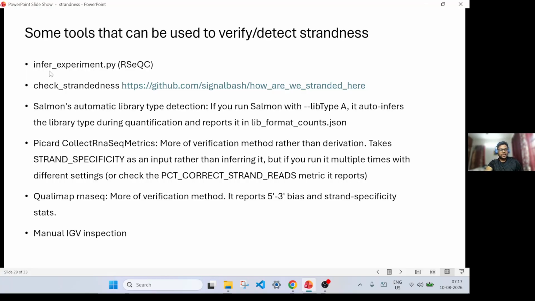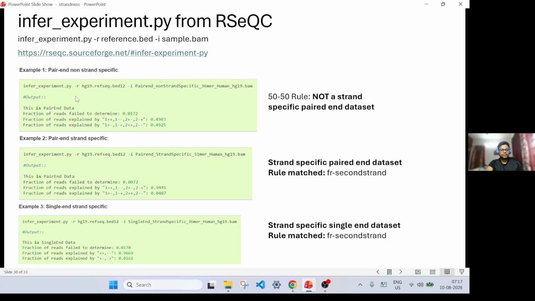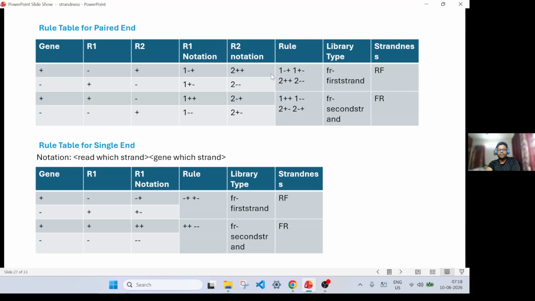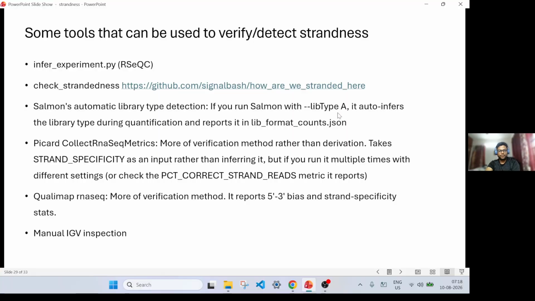Okay, so I'll just explain with one example, this infer-experiment.py. This is the tool. This is the command, where you specify the BAM file and the bed file. Let's say hypothetically you get an output like this. The fraction of reads that failed to determine, let's ignore them. Now they check the same rule I showed earlier. In this table you see there are two possible rules. Either it will match with this one or this one. In this example, 1 means read 1 matches with the gene, plus plus minus minus, which is the second strand protocol, or the first one.